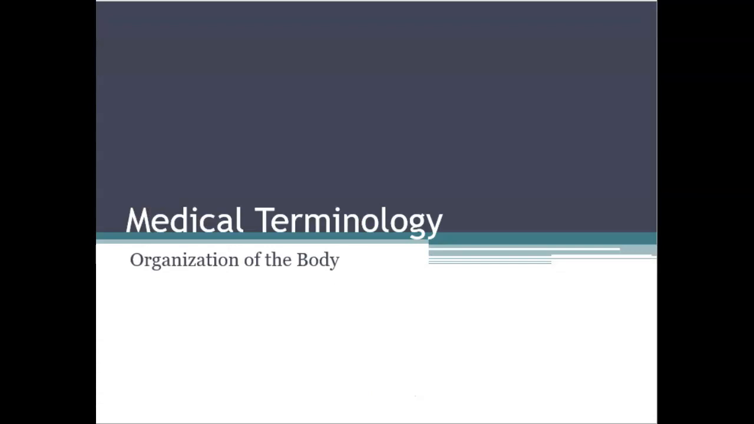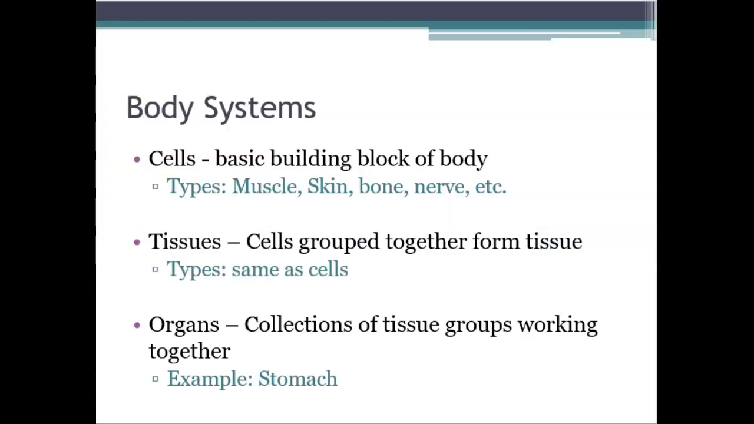Next, for medical terminology, we're going to look at organization of the body, meaning the body systems. Body systems: cells, basic building block of the body. Examples or types: the muscle, the skin, bone, nerves, etc. Tissues: cells grouped together to form tissues. Types: same as cells.